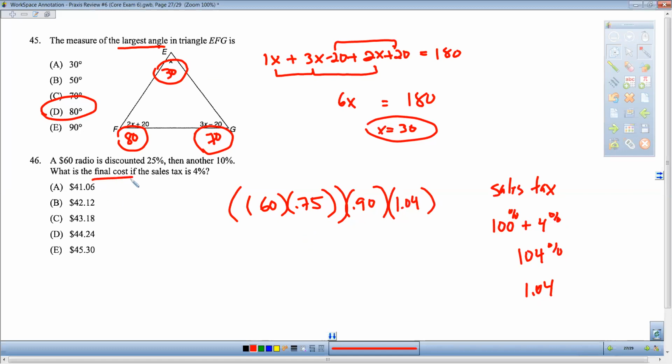So it's asking for what's the final cost, and that's with discounts as well as tax. So you're going to multiply 60 times 75 hundredths times 90 hundredths times 1.04. And you're going to get $42.12 as your answer.